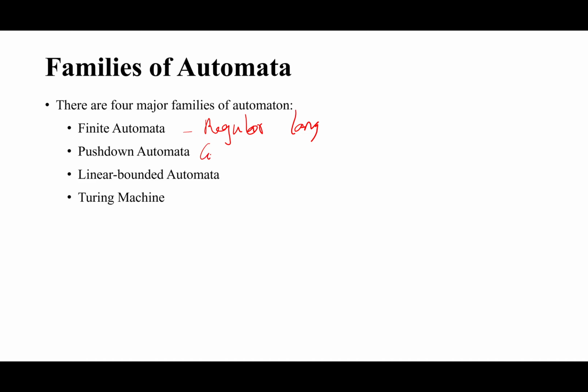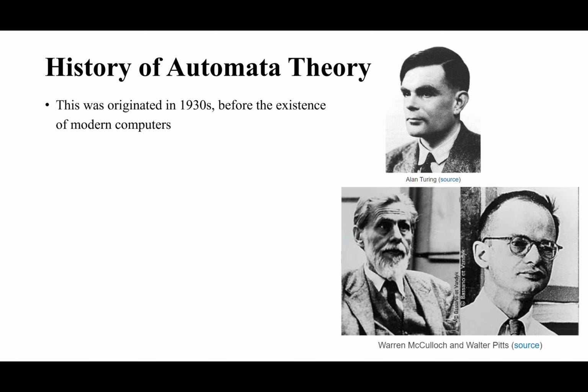Then for pushdown automata we use context free language. For linear bounded automata, we use context sensitive language. And for the Turing machine, we use recursively enumerable language. Already I said the finite automaton is the simplest automaton and the Turing machine is the most complex and powerful automaton. Next, we will see the history of the automata theory.